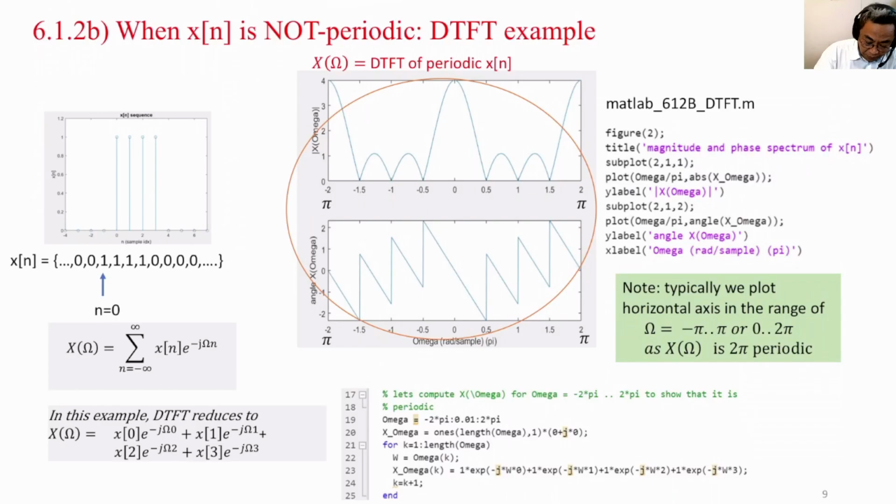We'll now explore the DTFT of a non-periodic signal. The sequence that we are interested in is this sequence. In fact, it is almost the same sequence as before. From 0 to 7, it looks the same.